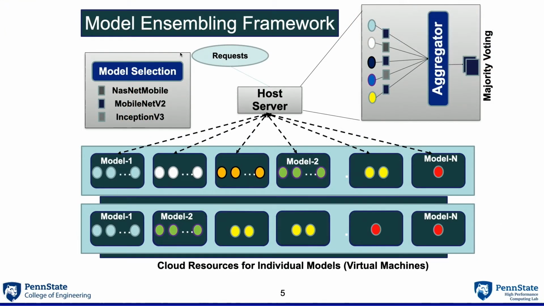We have a host server that is taking on requests. We have a list of models, and we just send our request to this host server. The host server takes the SLO into consideration and sends the request to multiple such models to serve it. And finally, we have an aggregator which does something like AdaBoost or gradient boosting to aggregate the results, or a simple majority voting. And finally, we get our result.